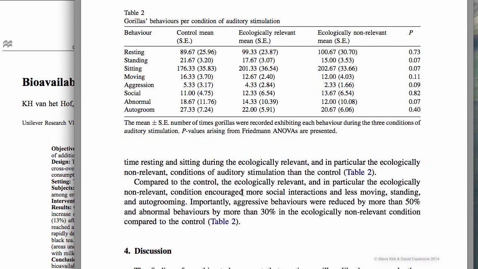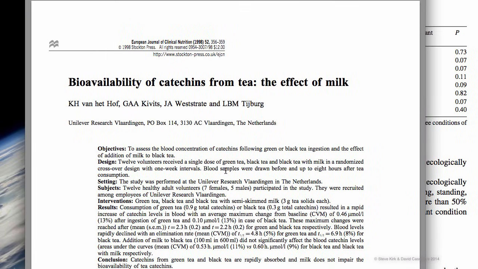that these conditions encouraged more social interactions and less moving and standing. They have a few numbers here, like where they say that aggressive behaviors were reduced by more than 50%. But most of the time, they just refer instead to the table. They tell you what the main difference is and then say, look at the table for the details. Okay, let's look at another example.